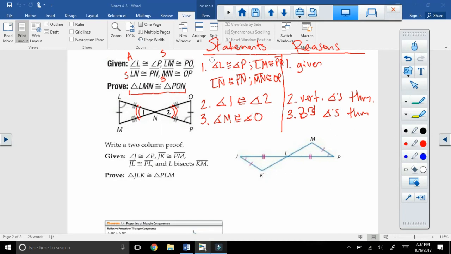So again, I have 1, 2, 3 pairs of angles, and I have 1, 2, 3 pairs of sides. So now what I can do is I can say that triangle LMN is congruent to triangle PON, and that's going to be the definition of congruent triangles. And there we go.